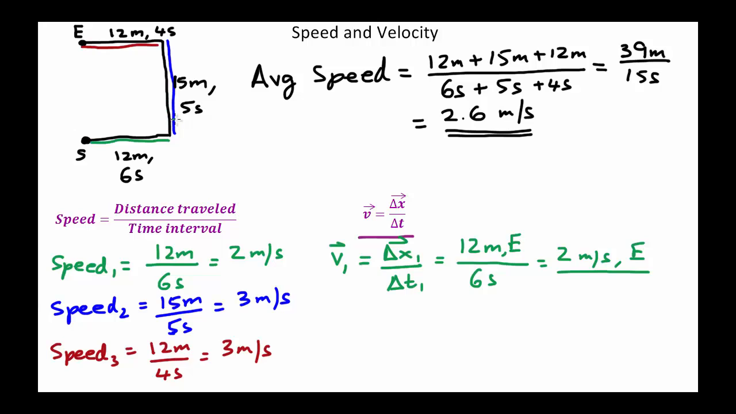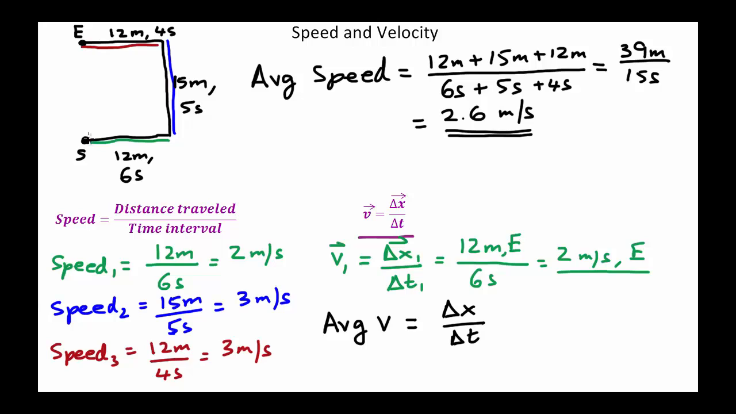So I'll leave it as an exercise for you to figure out the velocity for the second and third segments. And when you do that, make sure that you specify direction in addition to magnitude. And now we move on to figure out the velocity for the entire journey. So I'll call that the average velocity for the entire journey would be the displacement for the entire journey divided by the time duration of the entire journey.